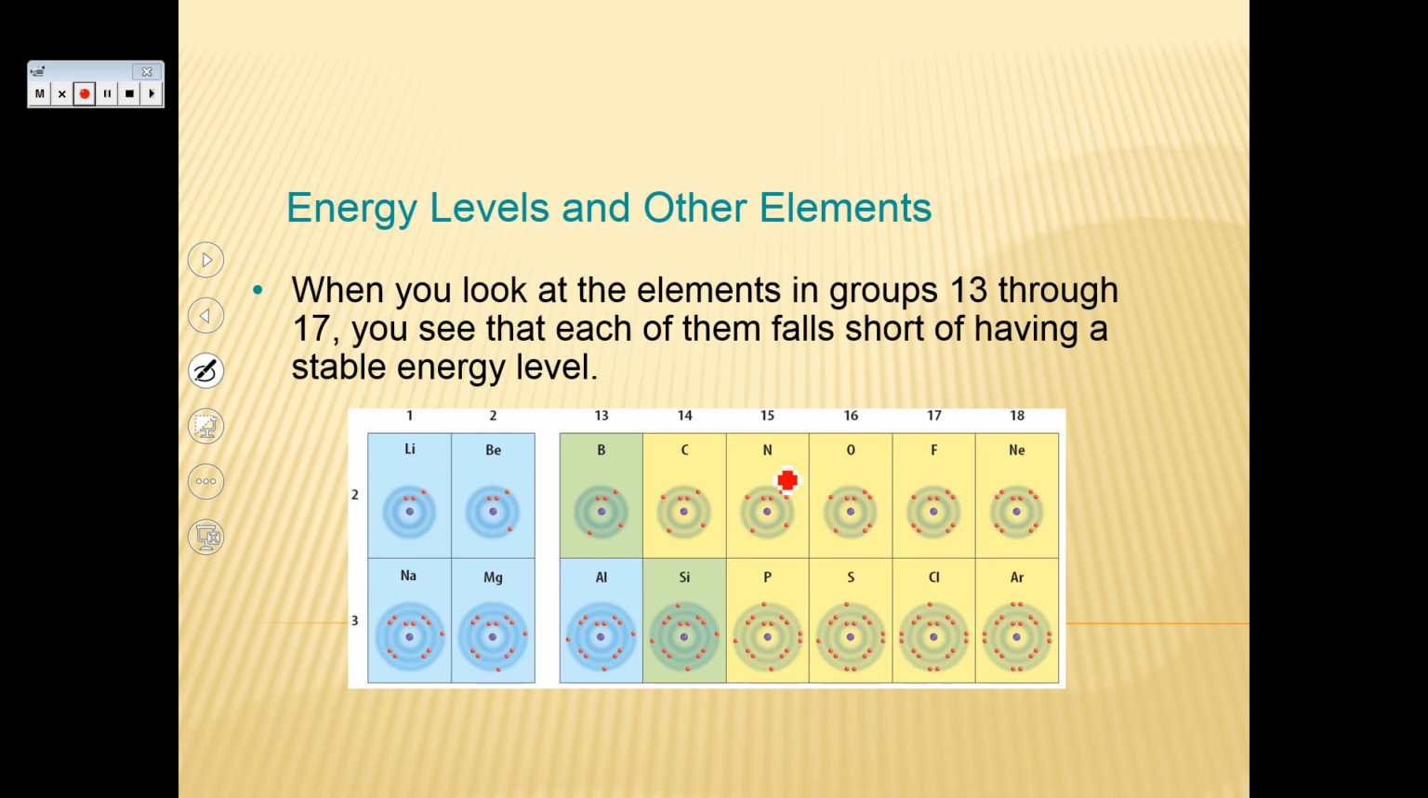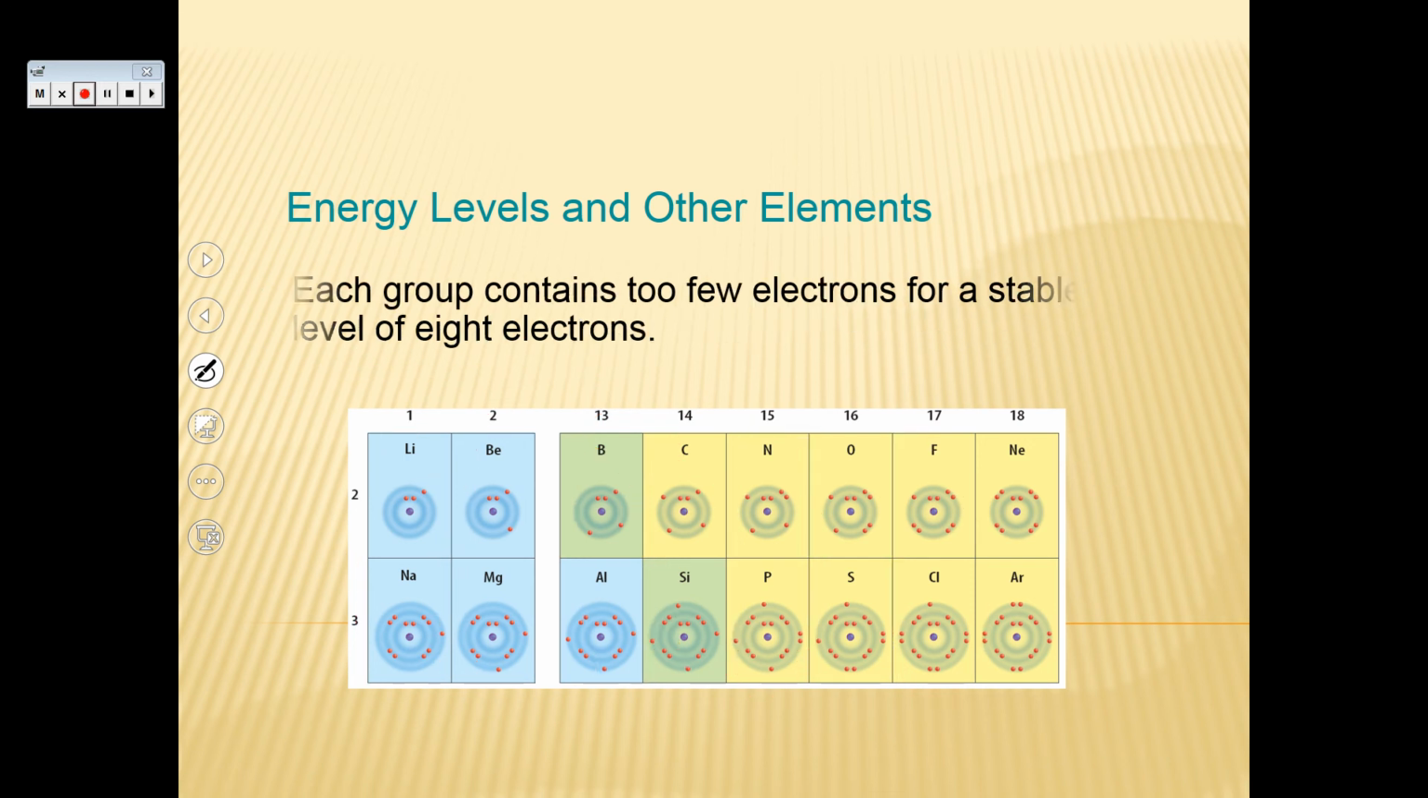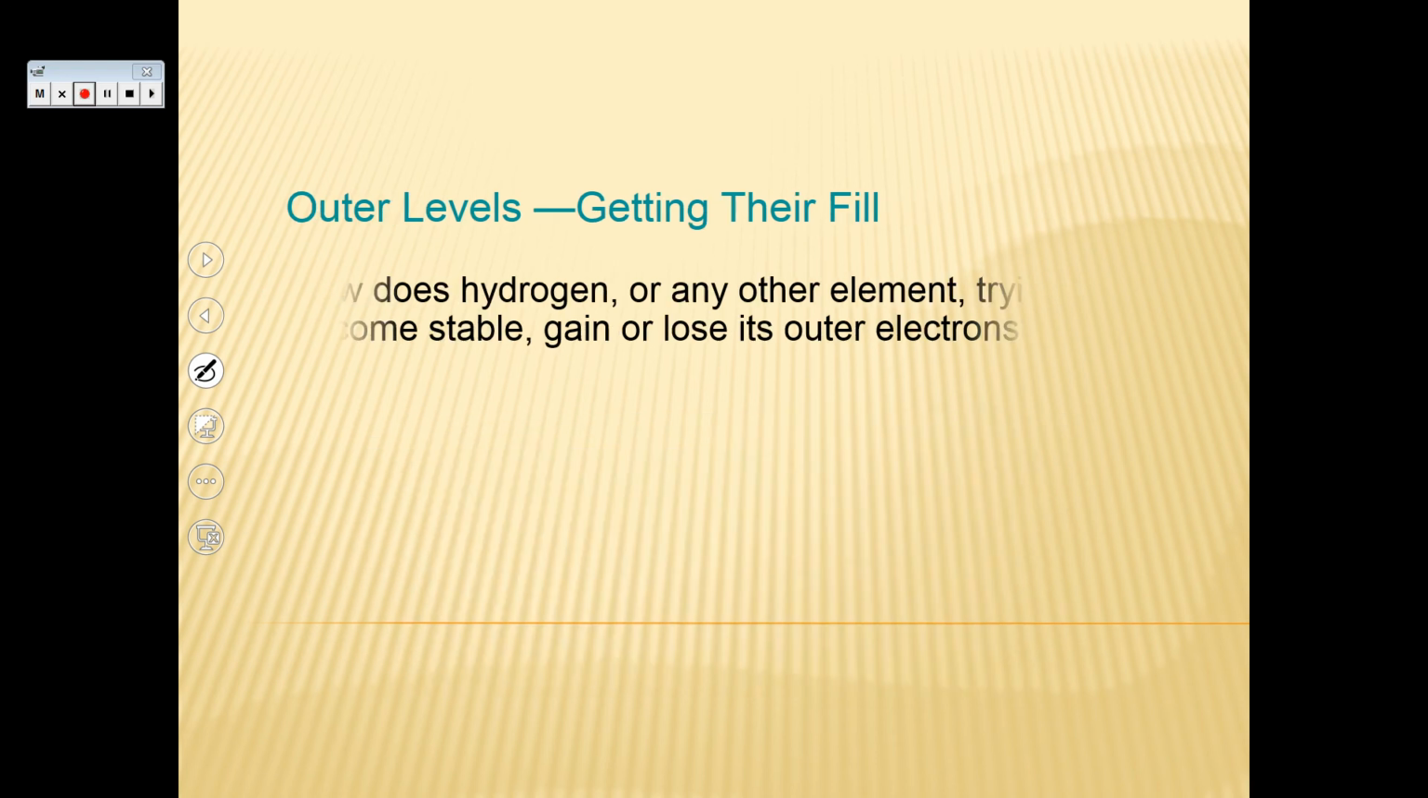gas. When you look at the elements in groups 13 through 17, you see that each of the elements fall short of having a stable energy level. All the elements in group 1 have 1 valence electron. All the elements in group 2 have 2, and so on through 3, 4, 5, 6, and 7. The elements are trying to get 8 valence electrons in their outer shell, with hydrogen and helium being the 2 exceptions, which only need 2 valence electrons in their first ring. Each group contains too few electrons for a stable level of 8 electrons.